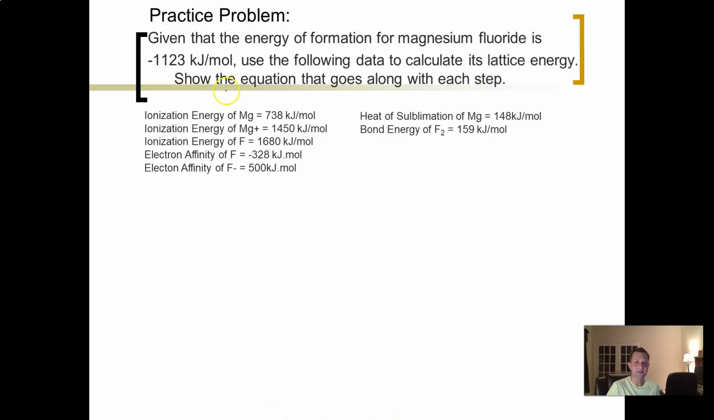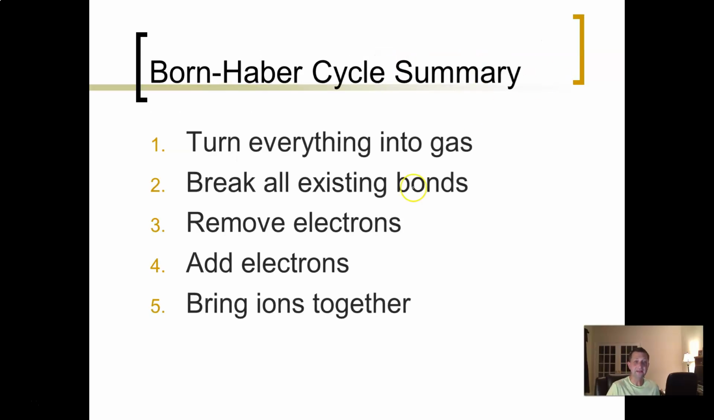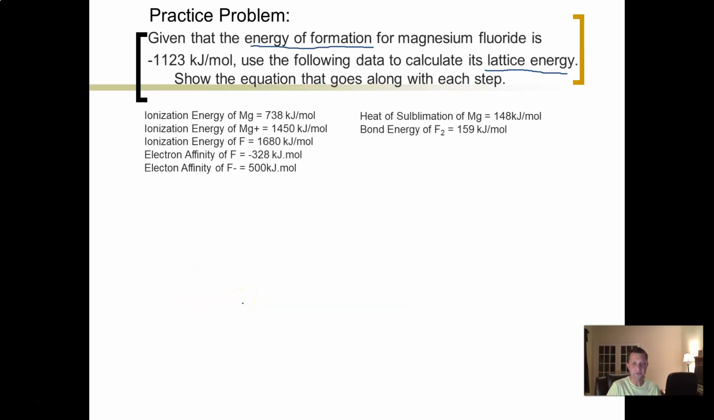It says, given the energy of formation, you are given the energy of formation for magnesium fluoride as negative 1123. Find the lattice energy. Okay, that's here. That's step 5. So you know step 1, 2, 3, 4, and the answer, like the final formation. You don't know step 5. You don't know the lattice energy. That's what you're finding here. So use the information. Sometimes you're given information you don't need. It's to make sure you know what the vocab is and know what you're doing.